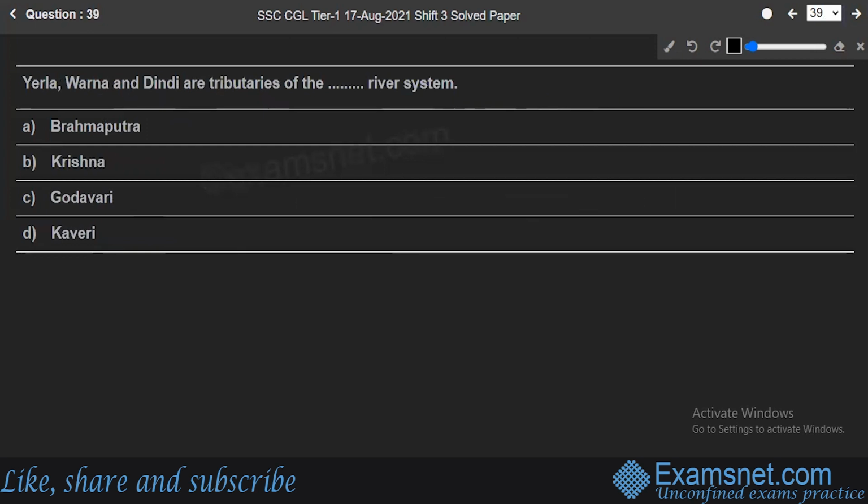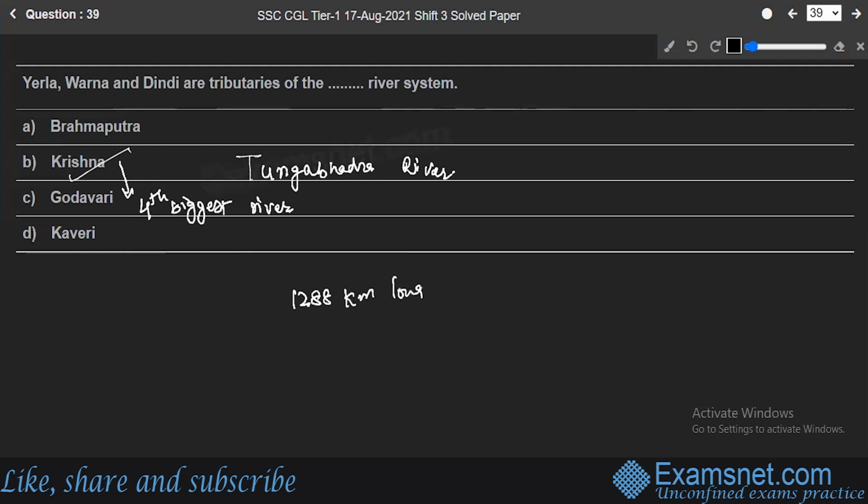Yerla, Varna, and Dindi are the tributaries of the dash river system: Brahmaputra, Krishna, Godavari, or Kaveri. Well, Yerla, Varna, and Dindi are the tributaries of the Krishna river system. The largest tributary of the Krishna river is the Tungabhadra river. The Krishna river is the fourth biggest river in terms of water inflows and river basin area in India after Ganga, Godavari, and Brahmaputra. The river is almost 1,288 kilometers long. So, our answer to the question is option B, Krishna. Hope you are clear. Next is question number 40.